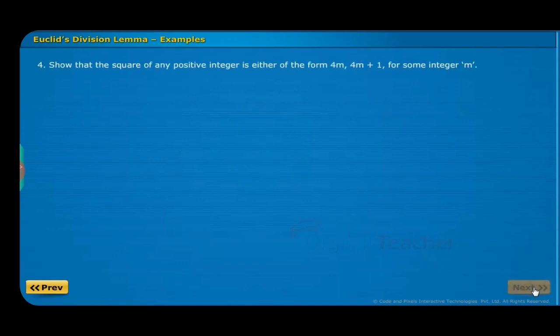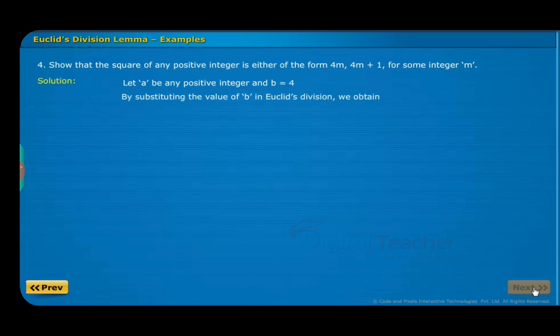Problem 4: Show that the square of any positive integer is either of the form 4m or 4m plus 1 for some integer m. Solution: Let a be any positive integer and b is equal to 4. By substituting the value of b in Euclid's division lemma, we obtain a is equal to 4q plus r, where 0 is less than or equal to r, and r is less than 4. The possible remainders are r equals 0, 1, 2, 3.